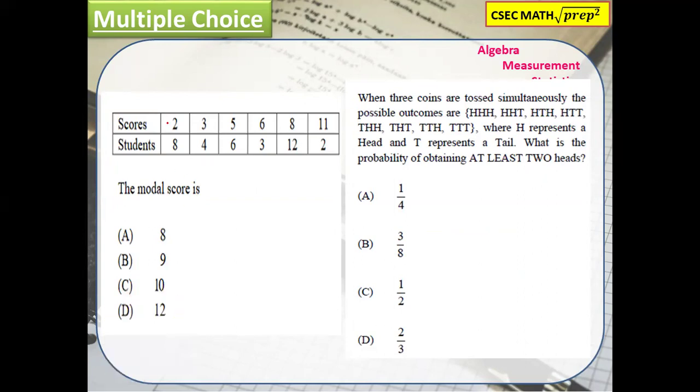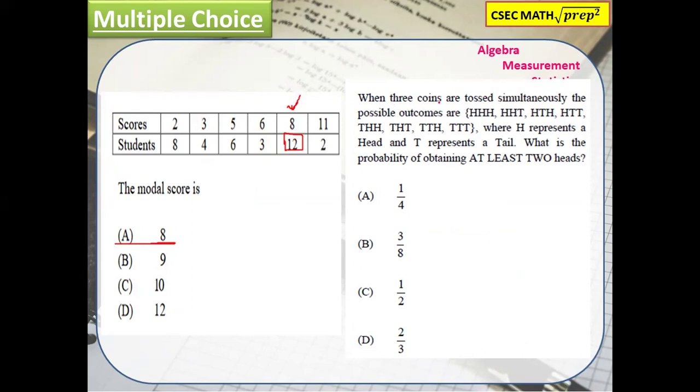And the scores are here. But there are 12 students that have the 8 score. So the modal score is 8. Don't be tempted to put the frequency. You should actually put the score. So it's 8.